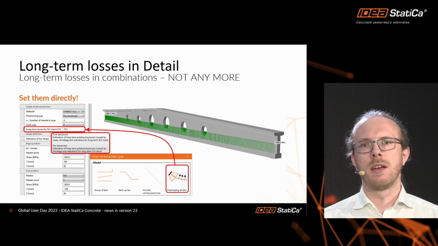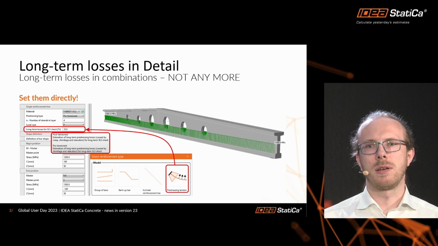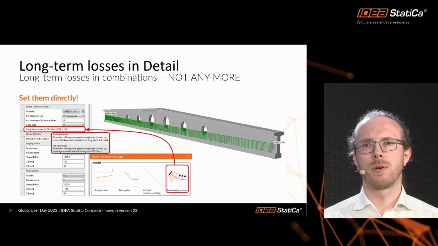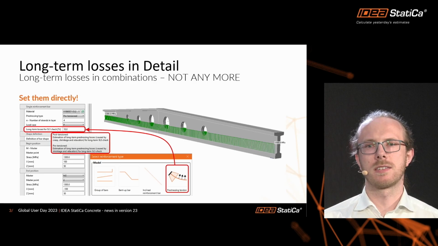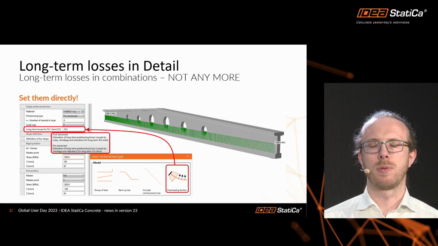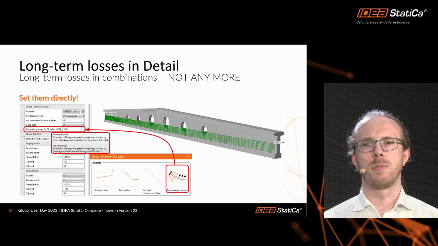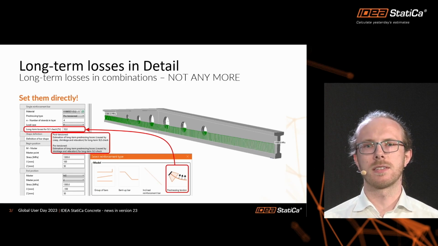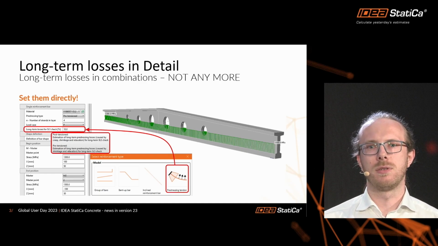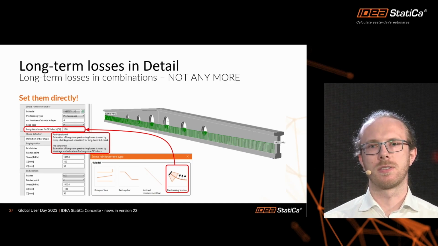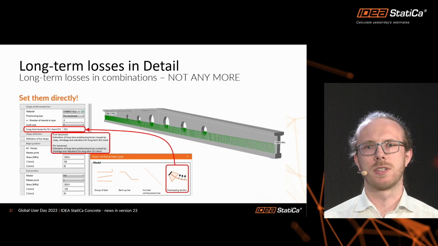We have also added useful tooltips that will tell you what loss for what type of tendons has to be input, or what stress should be input. You probably know that, for example, for pretension wires or tendons, you have to input stress just after the release, and for post-tension tendons, you should input, for example, anchorage stress or stress after short-term losses.